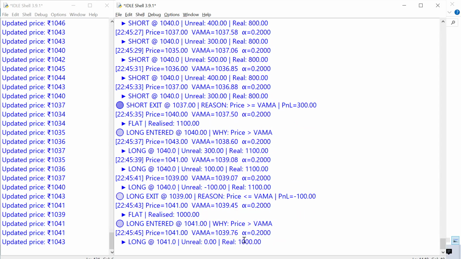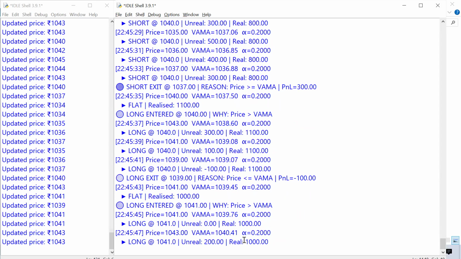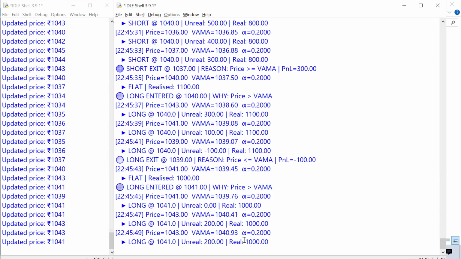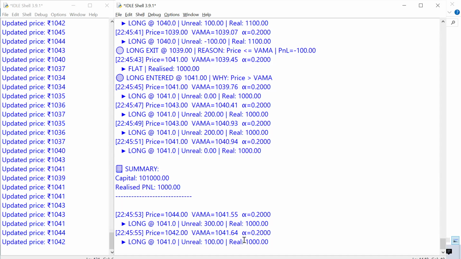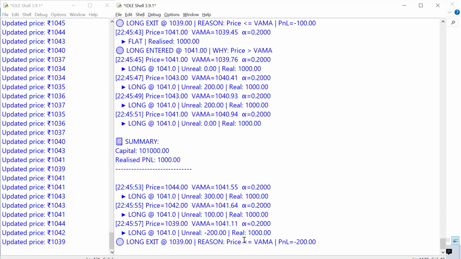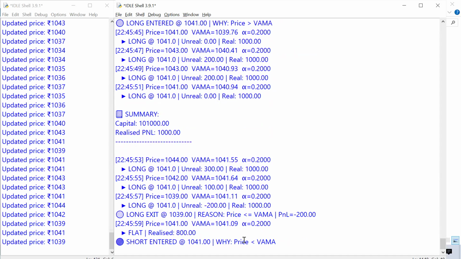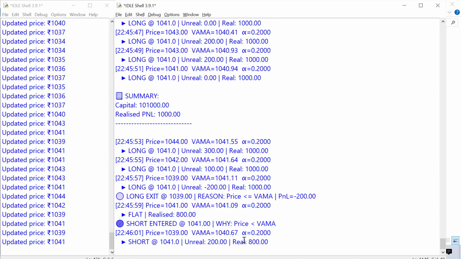The main reason is I have not done anything. Market was doing its work, going up and down. The algo was trading with the logic, no fear, no greed. Beautifully works the VAMA algo.